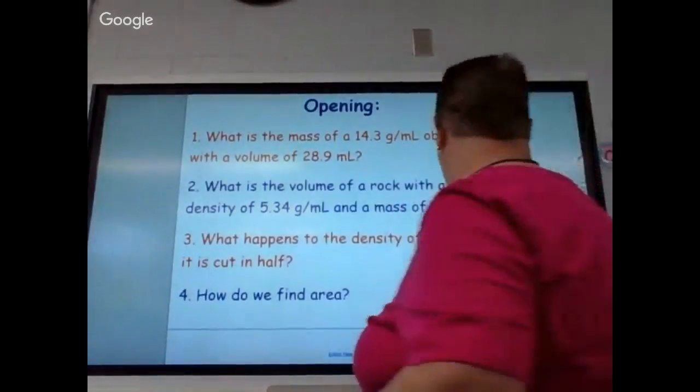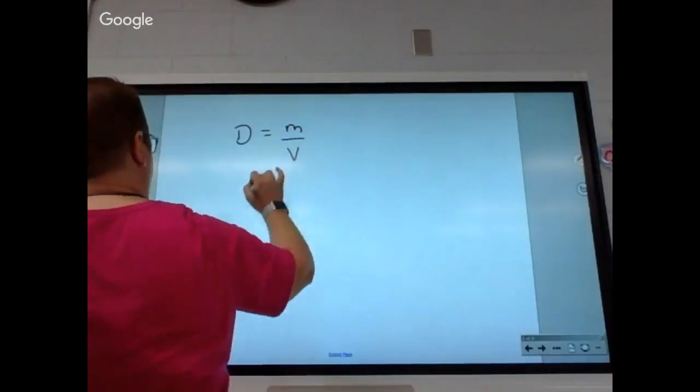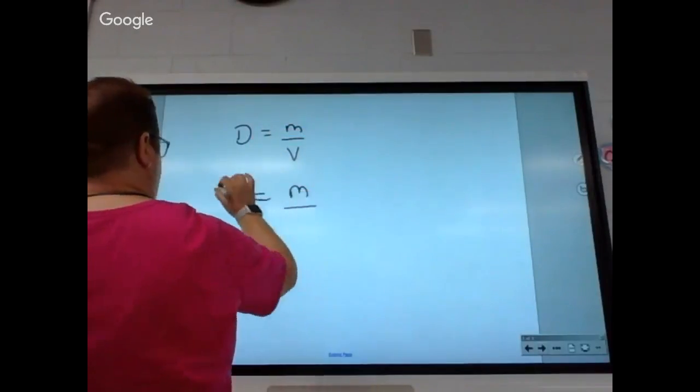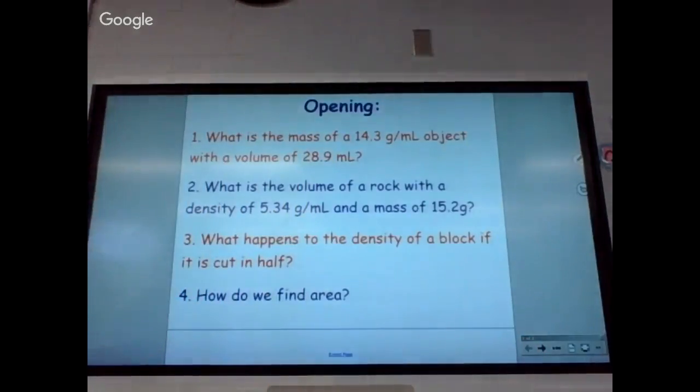On your orange paper. All right. So density equals mass over volume. And you guys said we were looking for mass. So that means we need D and V out of the question, right? So what's our density in the question up there?